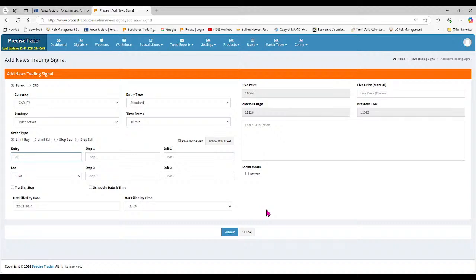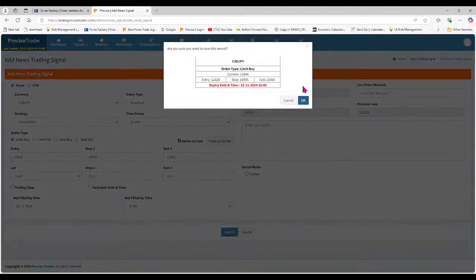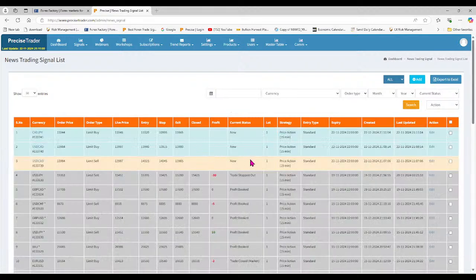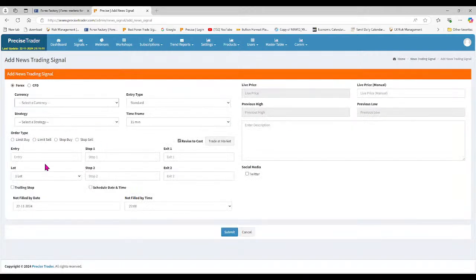Okay, 110, I would say 120. We'll put it as 20 and put 25 pip stop and TP at 11065. This is if the data is bad, this is expected to go down. If the data is good, then we should be selling Canadian yen.